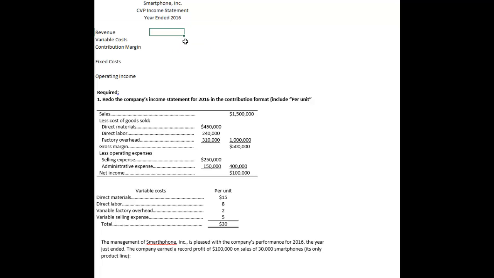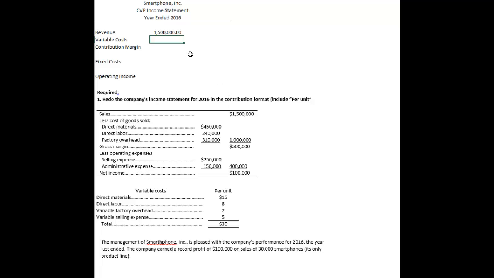So the revenue is very simple, right? We're just going to take the same 1,500,000. That doesn't change regardless of which way you portray the income statement. But my variable costs, this is going to vary significantly from the traditional income statement because variable costs can be cost of goods sold items, but they could also be selling and administrative costs.